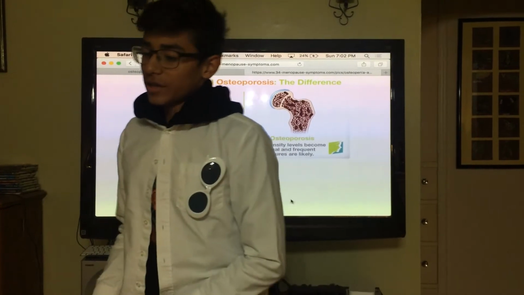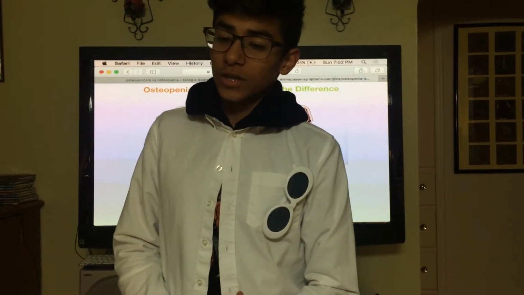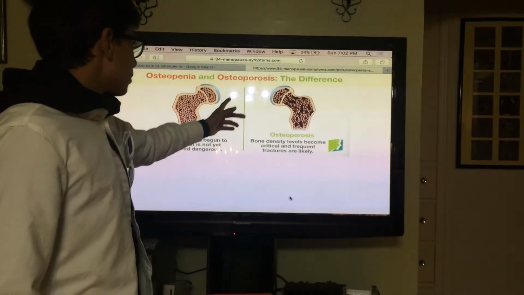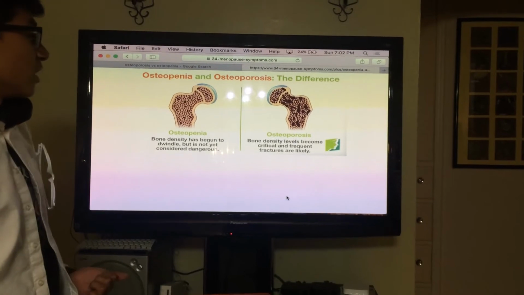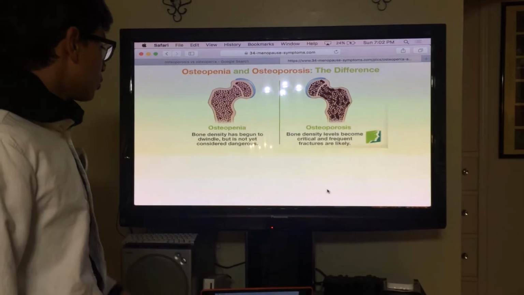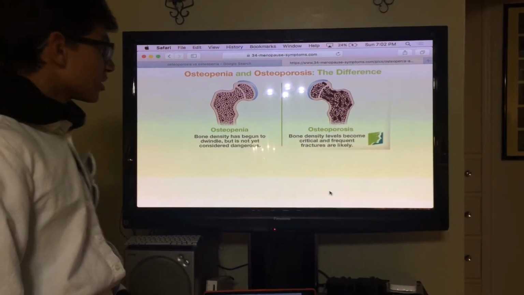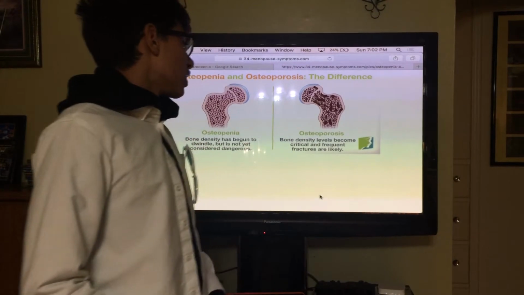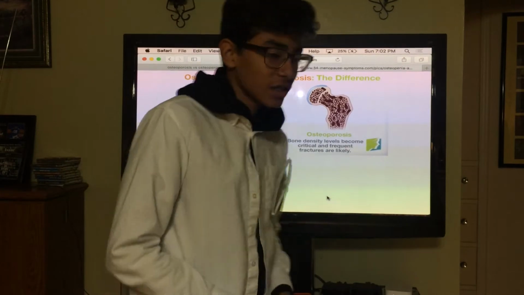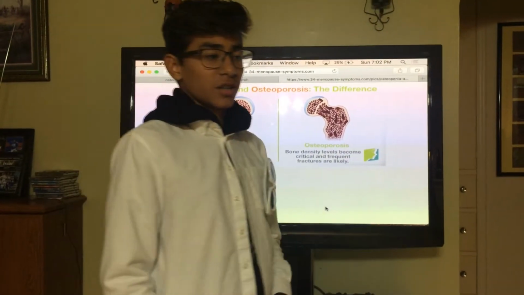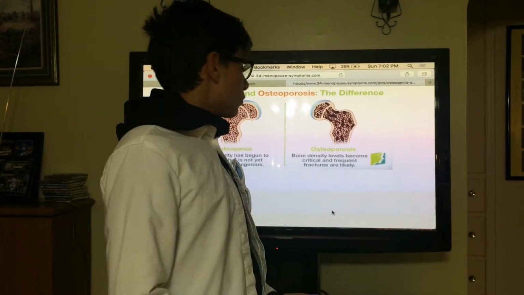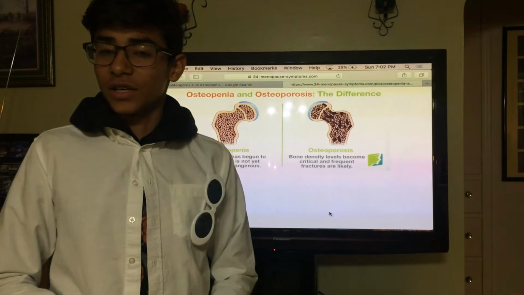Osteoporosis is also the breaking down in the density of bones, but it's more than osteopenia and is considered more severe. Here is a picture of the difference between osteopenia and osteoporosis. And here, osteopenia bone density has begun to dwindle, but is not yet considered dangerous. And with osteoporosis, bone density levels become critical and frequent fractures are likely. So with osteoporosis, there is an even higher risk of bone breakage than osteopenia. They are like the same thing, but osteoporosis is more severe than osteopenia.